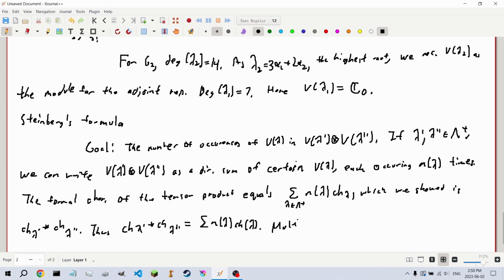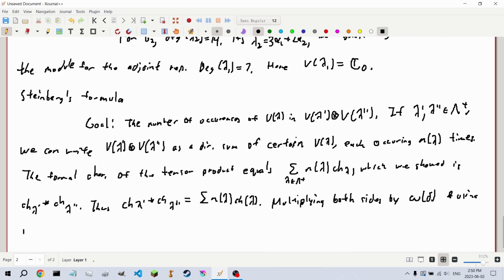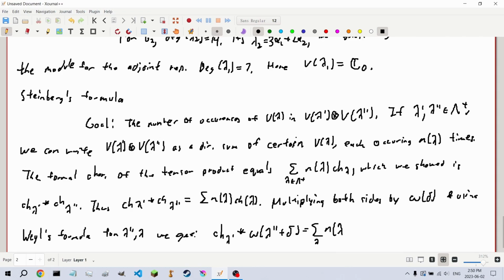So multiplying both sides by omega of delta and using Weyl's formula for lambda double prime and lambda, we get the character of lambda prime convoluted with omega of lambda double prime plus delta is the sum over our roots for the count of those roots times omega of lambda plus delta.